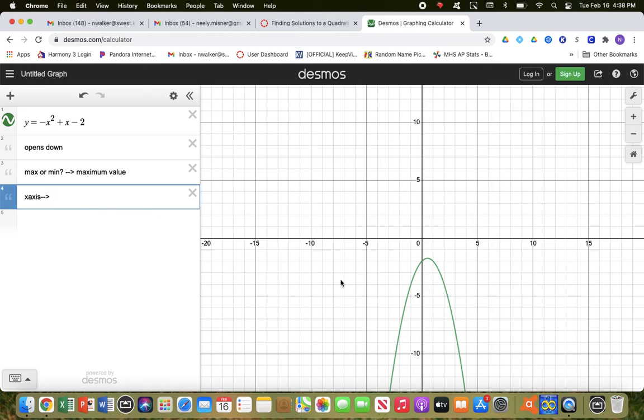Now on this one, it's asking you where does it cross the x-axis? And if you can see here along the x-axis, the graph never crosses it. So on this one, we would say does not cross. So these are types of questions you will be asked about your graphs today.